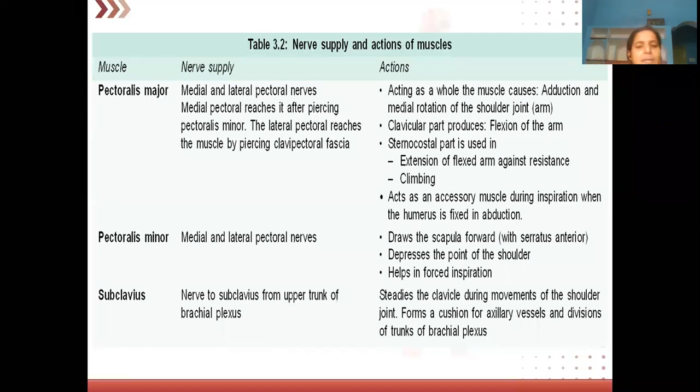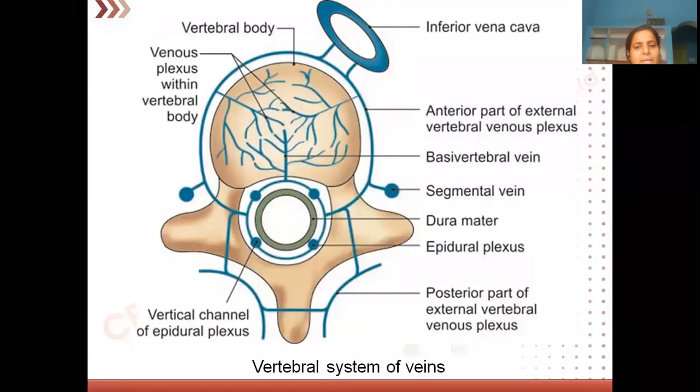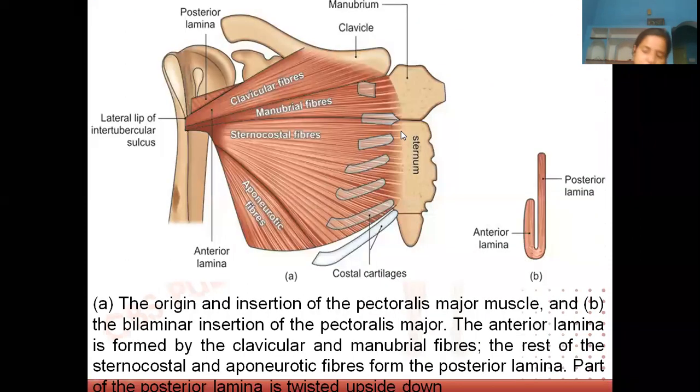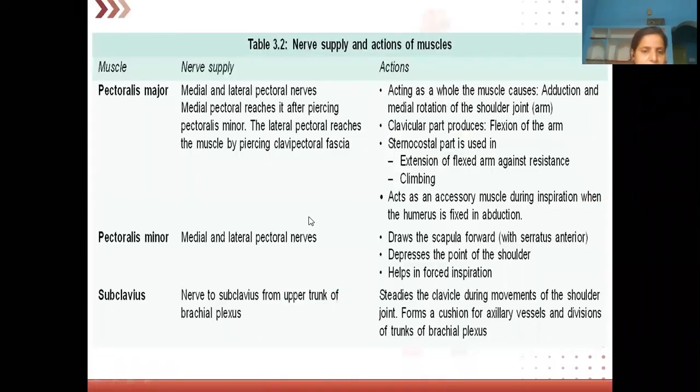Then let us see subclavius. Then let us see the origin and insertion. It becomes easy. Now see here. Now this is the first rib, isn't it? So this is the costochondral junction. That means this muscle subclavius is coming from the first rib. And if you remember the clavicle bone, I told you we have the subclavian groove. And the subclavius muscle gets inserted in the subclavian groove. And it is supplied by the nerve of the same name, nerve to subclavius.